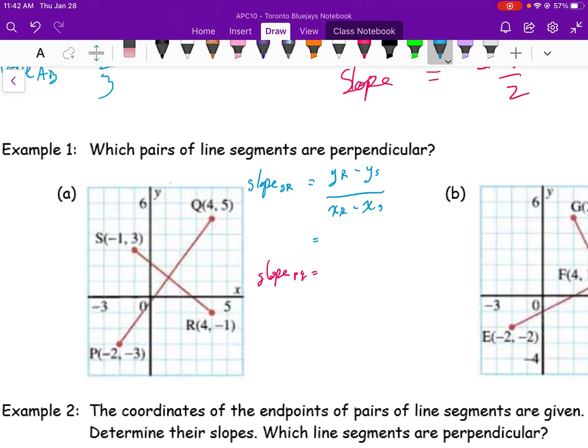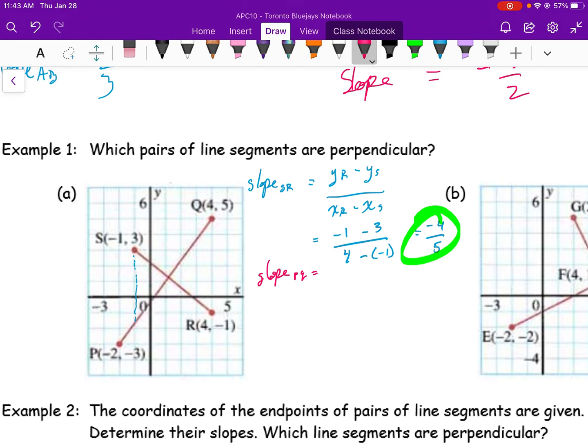So my yR is -1 minus my yS, which is 3, divided by xR, the x coordinate of R, which is 4, subtract xS, which is -1. Simplifying this, I get -4 over 5. And a quick look says that it is plausible because line segment SR is decreasing, so it should have a negative slope. Let's move on to the next one.